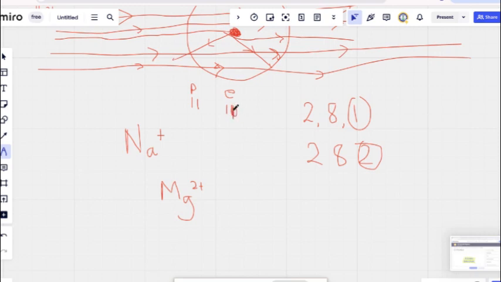Now, if you give 1 electron, there will be 10 electrons for sodium, but there are still 11 protons. There is one more proton than electrons, so 11 is more than 10 by 1. That's why it has 1 plus. It has given 1 electron to maybe chlorine, so that it can form sodium chloride in the process of ionic bonding. This is why it becomes positively charged.